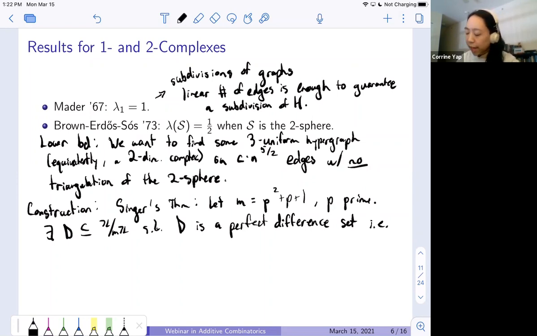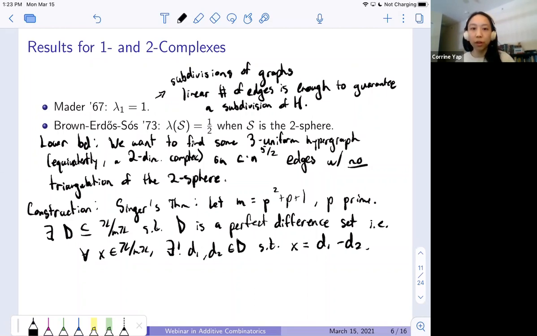And what that means is that for any, let's say, X in Z mod M, there exists a unique pair, D1 and D2 in D, such that X is equal to D1 minus D2. Right, so every element in Z mod M can be written as a unique difference between 2 elements in D.